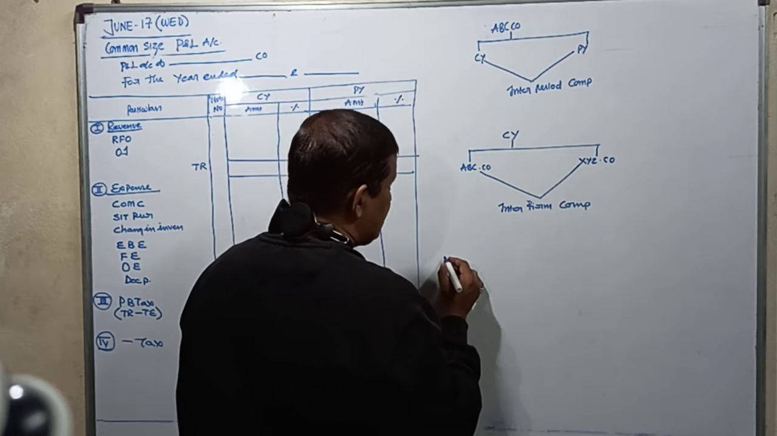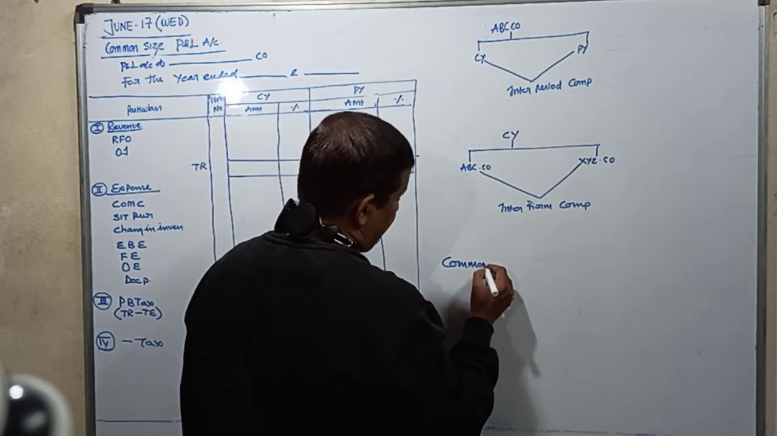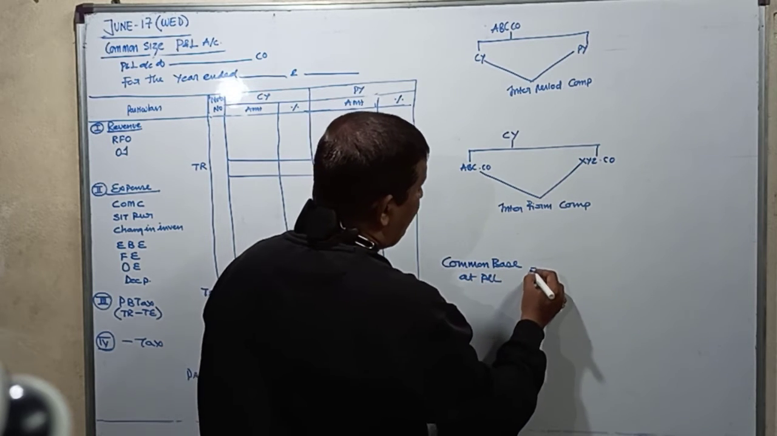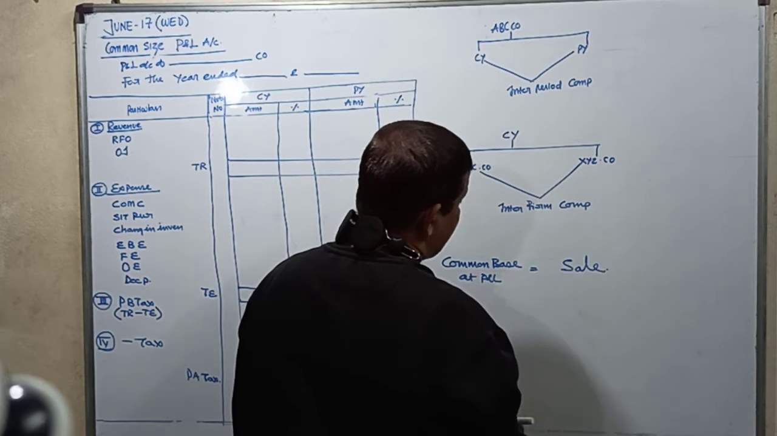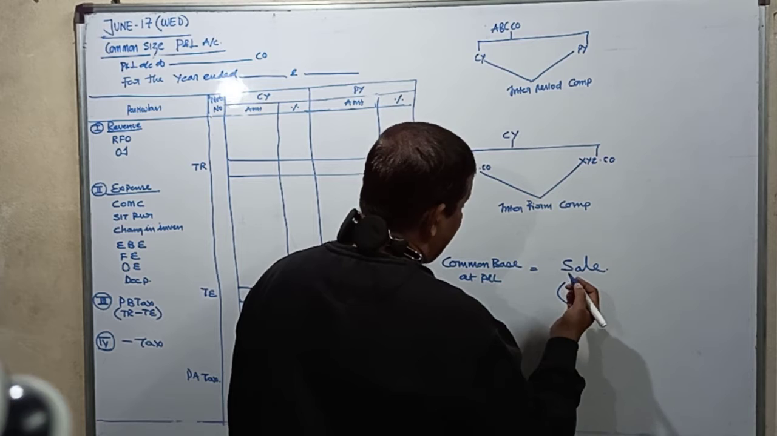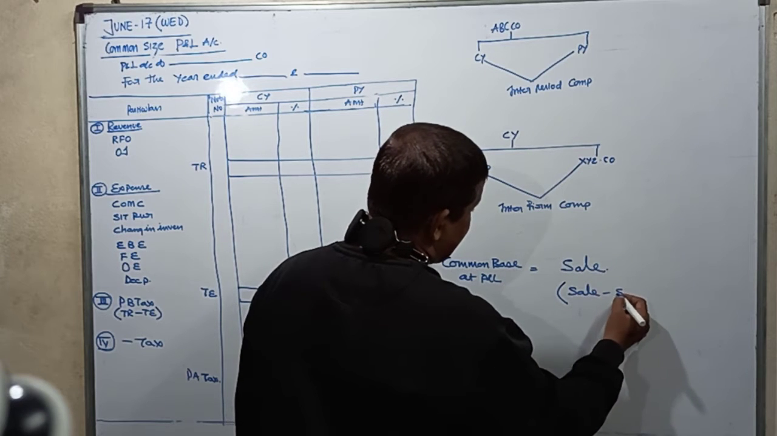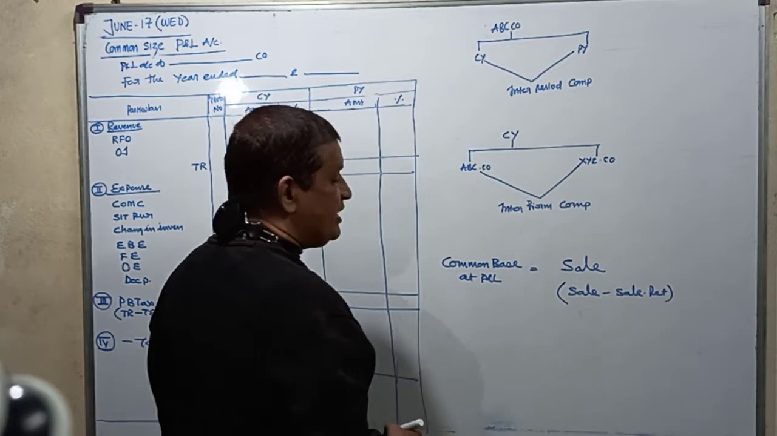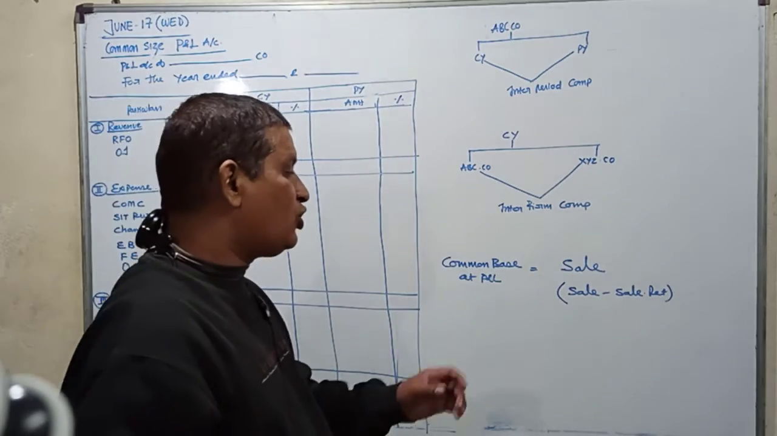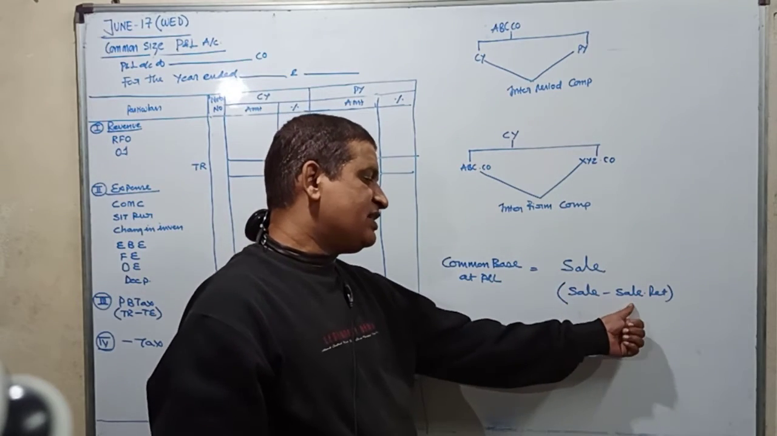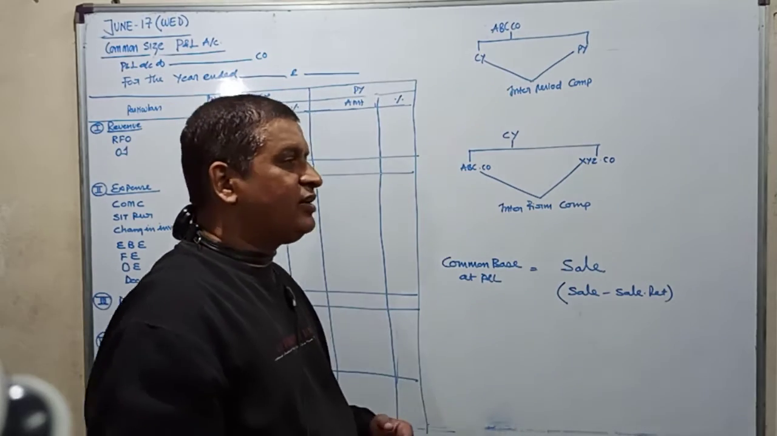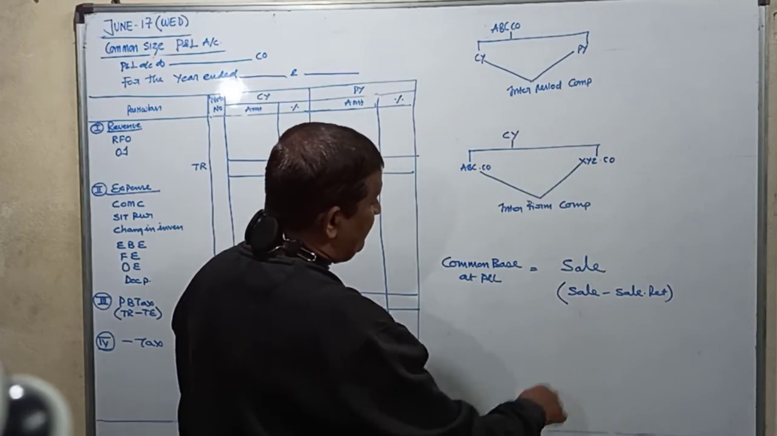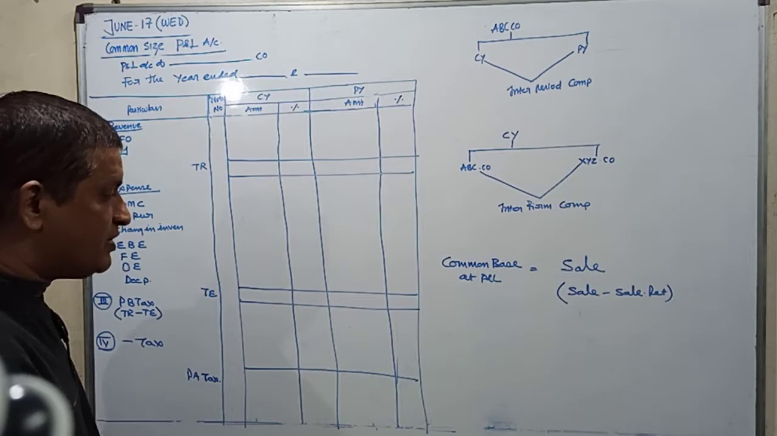Apart from that, what is the common base of the profit and loss account? The common base of the profit and loss account we already understood as sales. Sales is after deducting sales return. So it is sales minus sales return. Usually they call this net sales. Gross sales minus sales return will give the net sales. Let us avoid the technicalities. Whenever we are talking about sales, we will take it after deducting sales return.